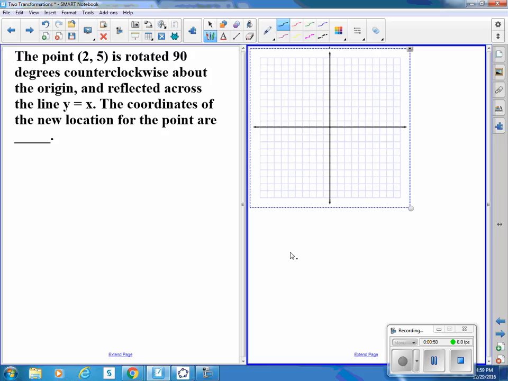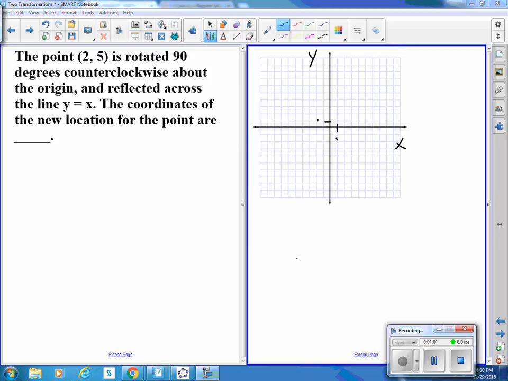(2, 5). Well, that's assuming that each grid is 1. Here's x and here's y. That's a pretty safe assumption. So that means we're talking about this point right here, over 2, up 1, 2, 3, 4, 5. This point right there. All right, so we're going to rotate him counterclockwise.